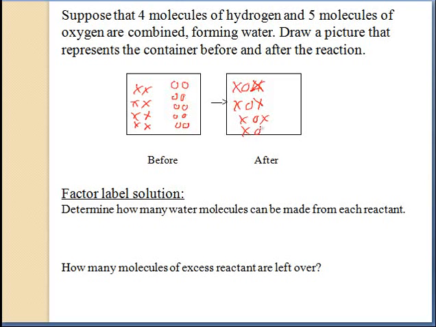And once I've done that, I've used all my hydrogens. 1, 2, 3, 4 pairs. I've used 1, 2, 3, 4 oxygen atoms, which leaves this left over. So I also have this in my container at the end.